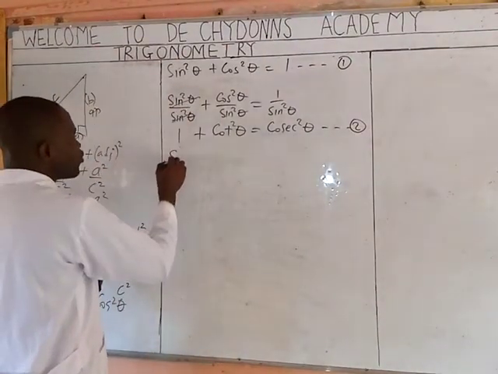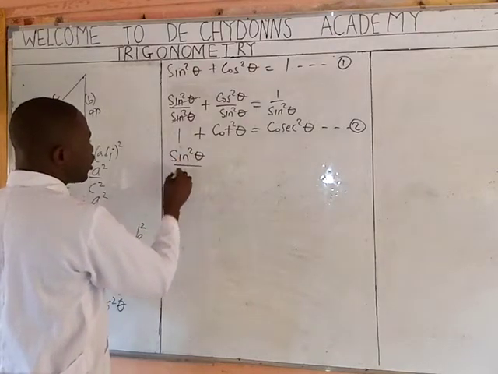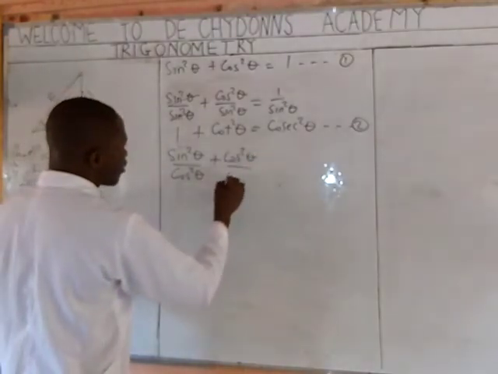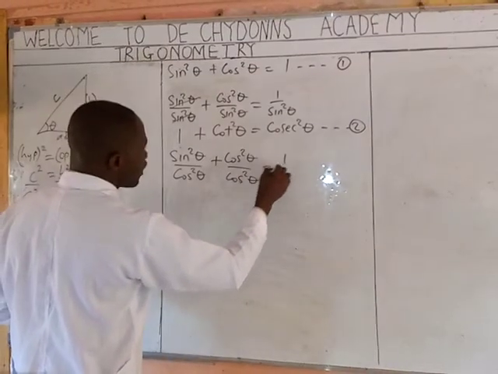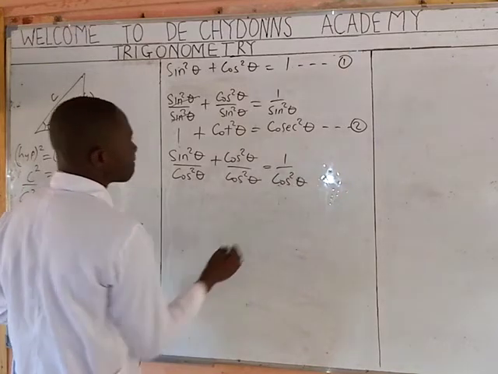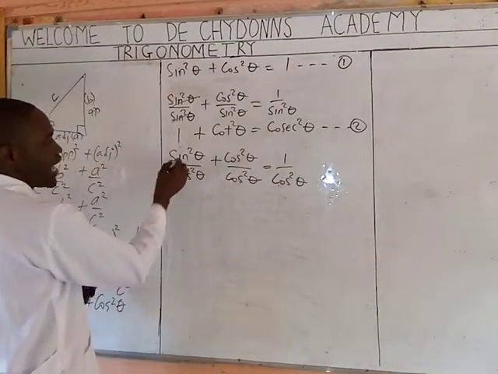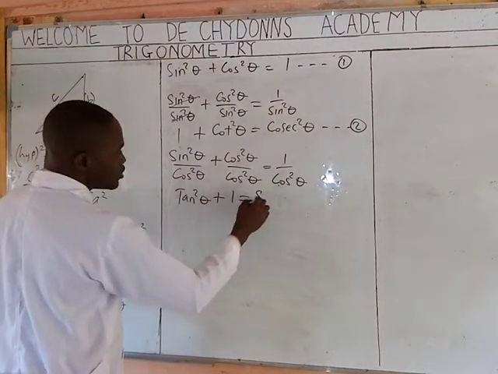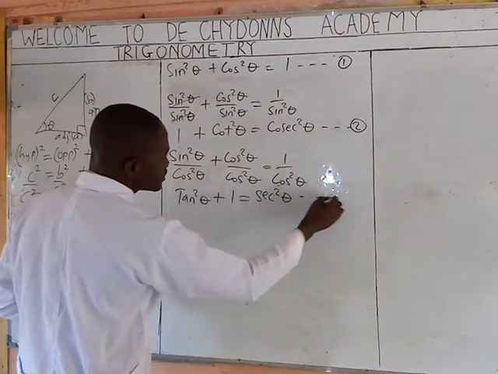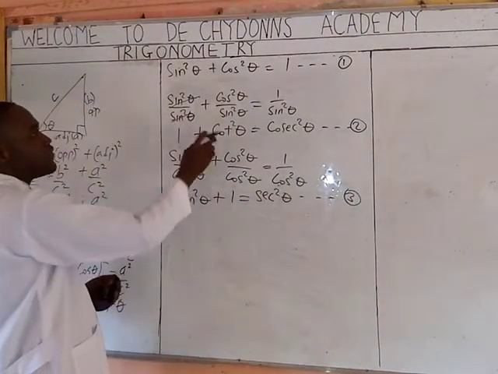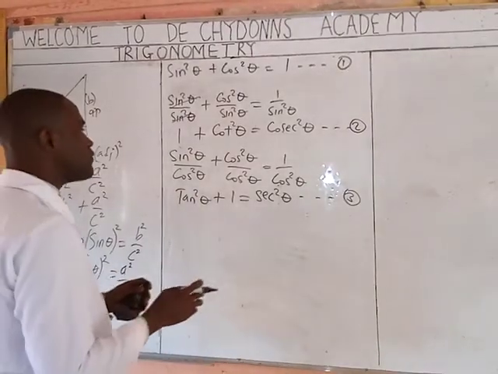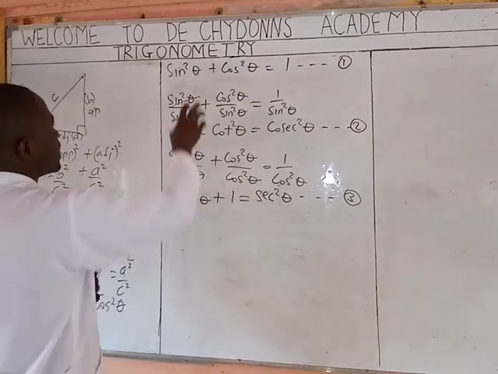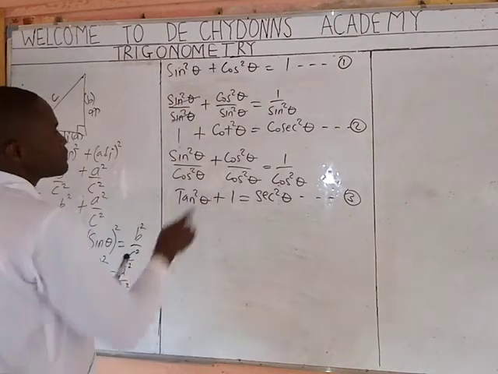Then we say, what if we divide everything by cos squared theta? We have cos squared theta over cos squared theta equals 1 over cos squared theta. Then sine over cos is tan, so tan squared theta plus 1 equals sec squared theta. This is equation 3. Any of these formulas are very helpful in solving trigonometry.